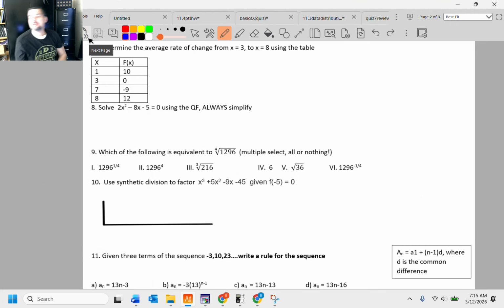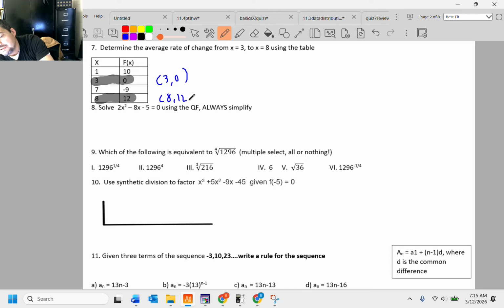All right, determine the average rate of change from x equals 3 to x equals 8. So I'm just going to highlight those two columns. I'm thinking about the ordered pair of (3, 0) and (8, 12). Of course, I know slope is the difference in y over the difference in x. And I hope you do too.